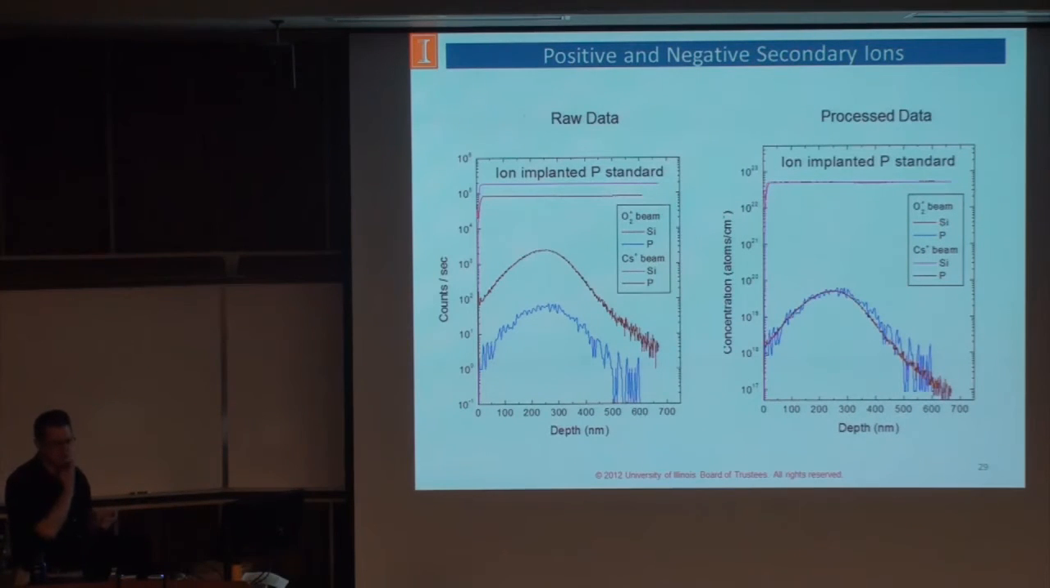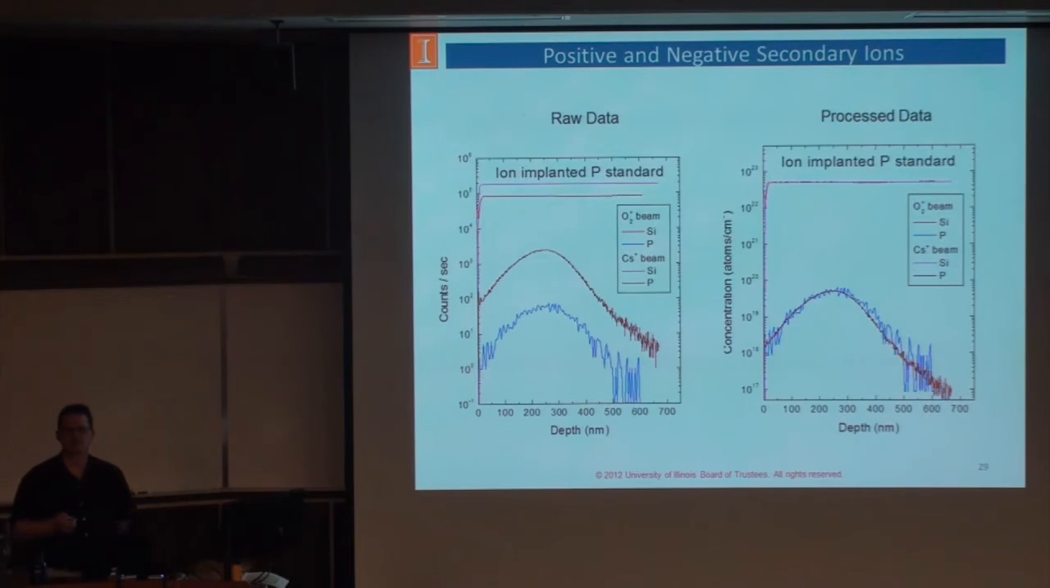So this is an example of a phosphorus implant in silicon. And so let's first just look at the cesium beam work, because that's the most effective. And so we actually have counts for the silicon and counts for the phosphorus. And if we integrate the area under the curve, we can then change the counts per second into a concentration. And so it turns out very nicely.